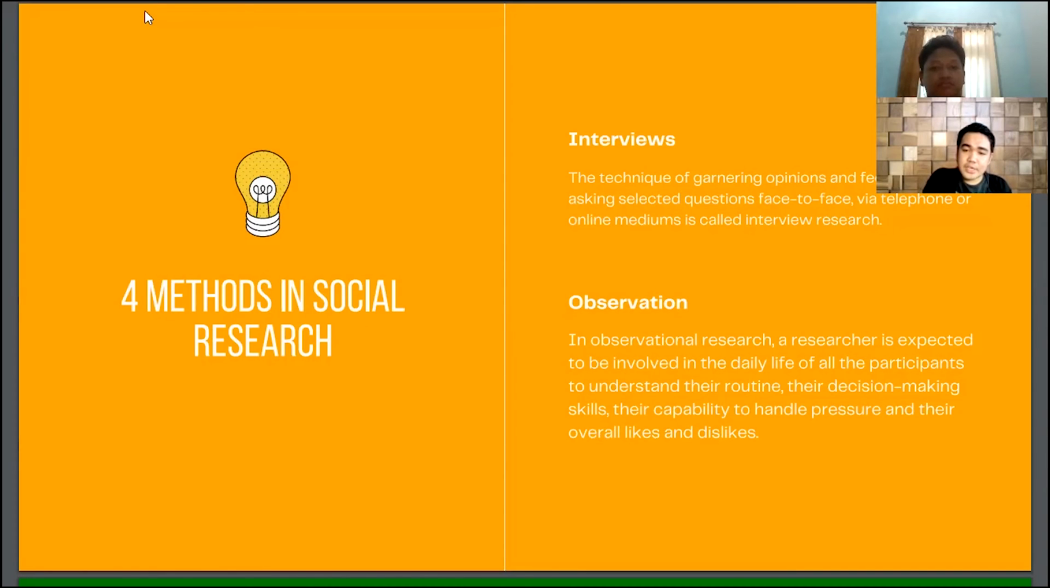Observational research is expected to involve the researcher in the daily life of all the participants to understand their routine, their decision-making skills, their capability to handle pressure, and their overall likes and dislikes. Those factors are recorded and carefully observed to decide factors such as whether a change in law will impact their lifestyle or whether a new feature will be accepted by individuals. And I will explain to you about the example of the interview in social research.